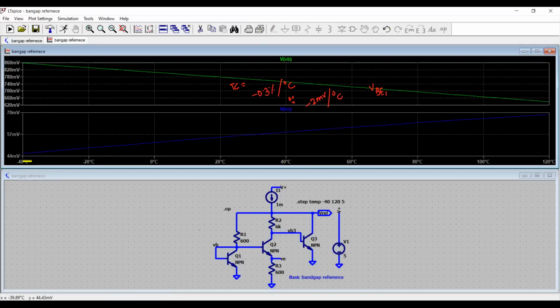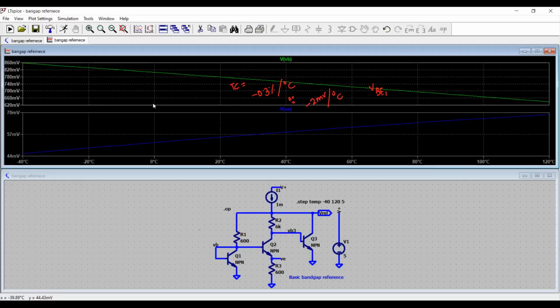and then VB goes up, and look at this now, VE. This voltage has a positive TC. It is rising from 44 millivolt initially up to 70 millivolt. The very good results we are getting. So both these curves can be added together to generate the reference.